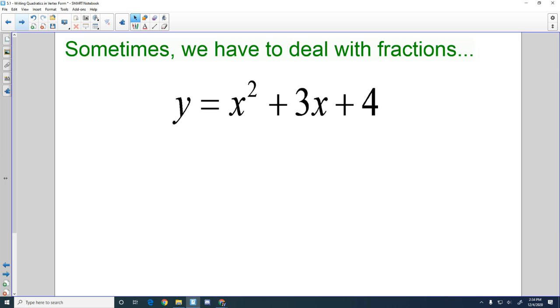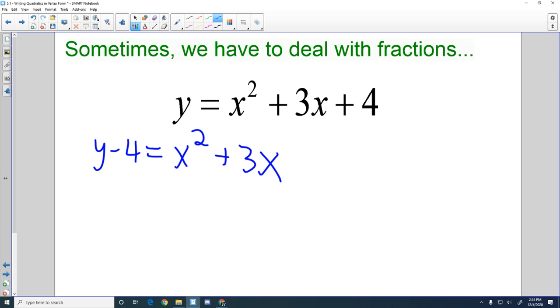Oh, this equation. Okay. Is that a perfect square trinomial? No. So what do we need to do? You subtract the 4, please. Sounds pretty easy to me. y minus 4 equals x squared plus 3x. Piece of cake.